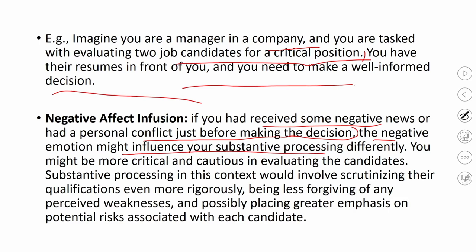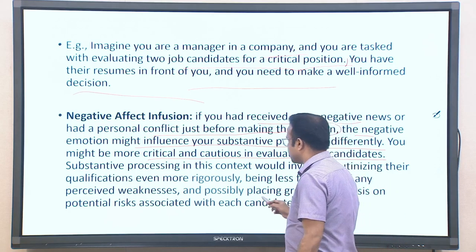processing differently. You might now be more critical and cautious in evaluating the candidates as compared to when you are not in a negative mood. Being in a negative mood, you will probably become more cautious and more critical in judging, and you will see all the simple things that you might have ignored earlier. Your mood may influence you in that context.